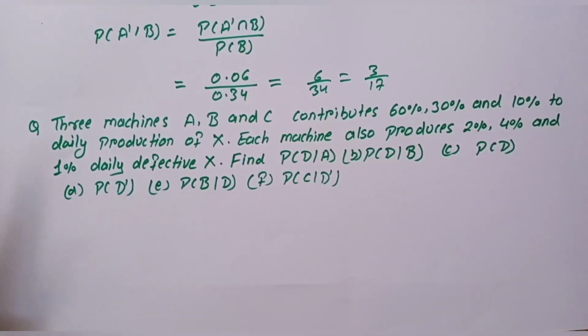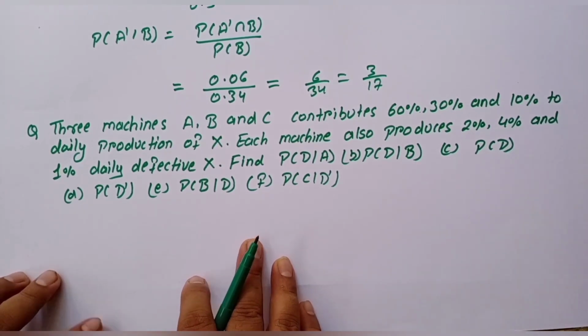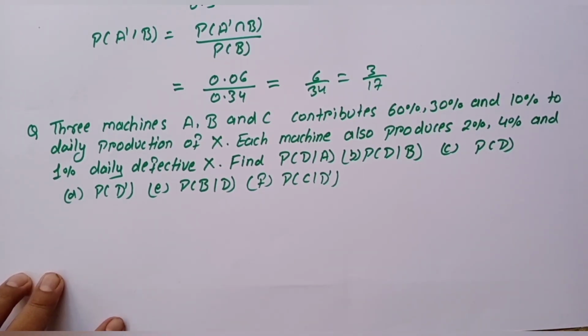Let's solve the next question. Question says there are three machines A, B and C which contribute 60%, 30% and 10% to the daily production of X. Each machine also produces 2%, 4% and 1% daily defective X. Find the probability of D under A. Find the probability of defect under B. Find the probability of defect. Find the probability of defect complement. Find the probability of B given defect. Find the probability of C given defect complement.